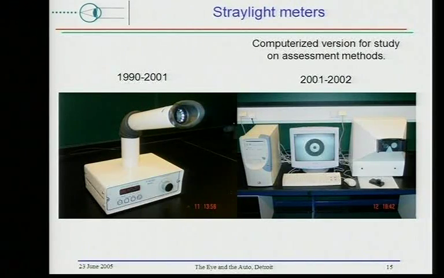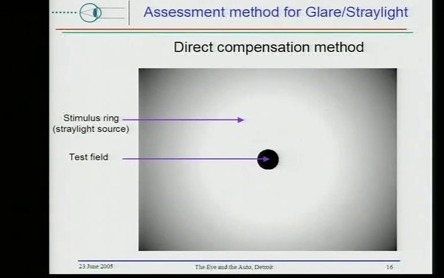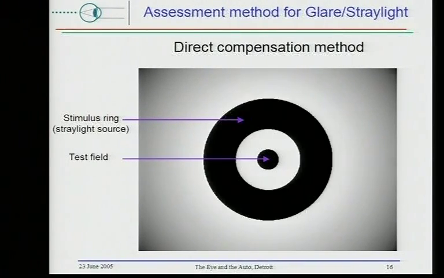To measure straylight, we made a small instrument some time ago to accommodate colleagues, and in recent years we decided to study in more detail how to best test straylight in the human eye. The basis of the method is this. It's very simple, very straightforward.